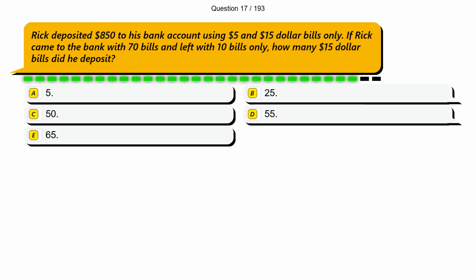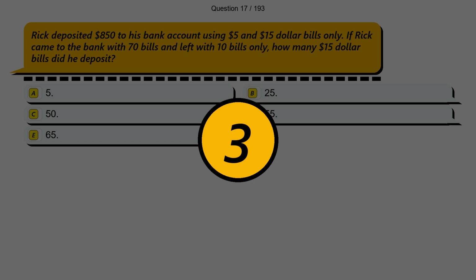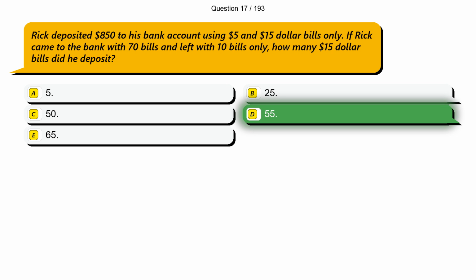Question 17. Rick deposited $850 to his bank account using $5 and $15 bills only. If Rick came to the bank with 70 bills and left with 10 bills only, how many $15 bills did he deposit? Option A, 5. Option B, 25. Option C, 50. Option D, 55. Option E, 65. The correct answer is option D, 55.